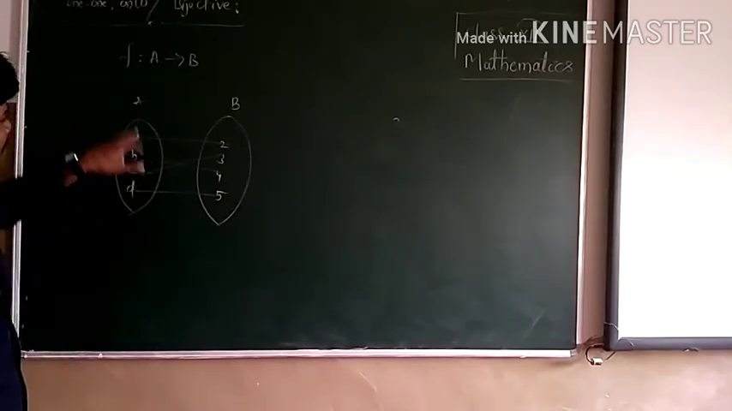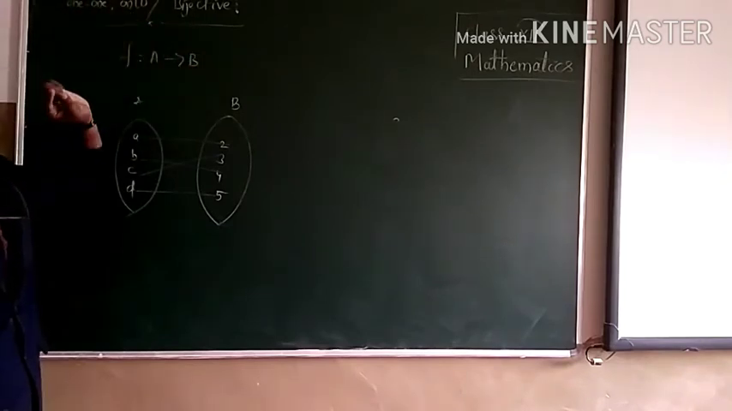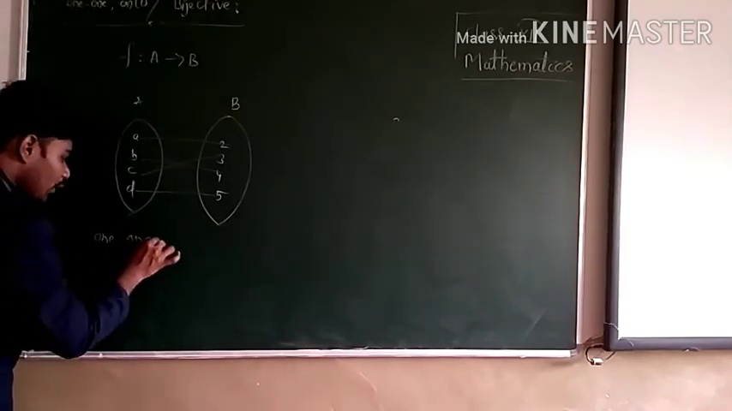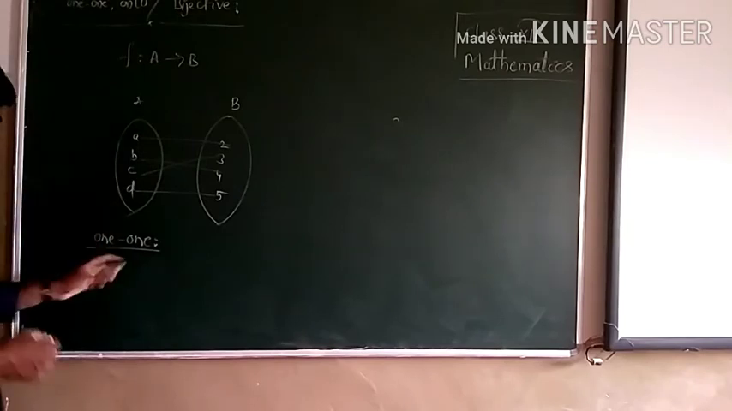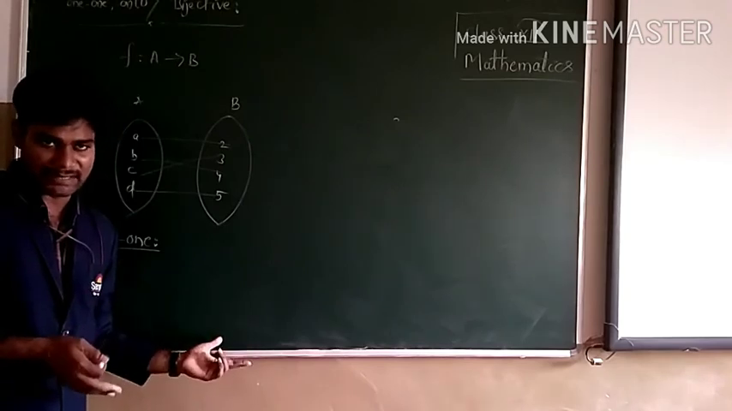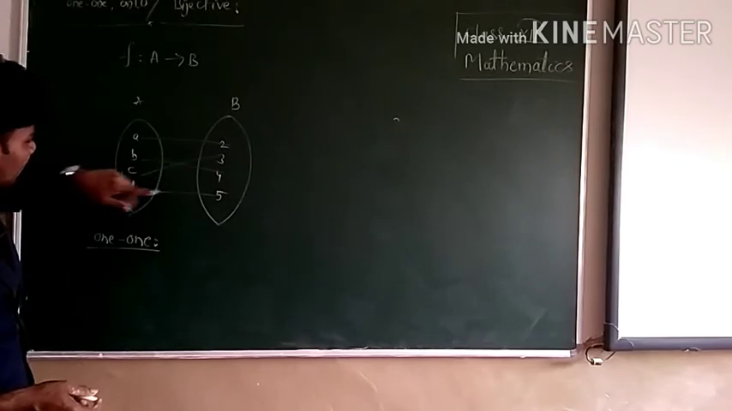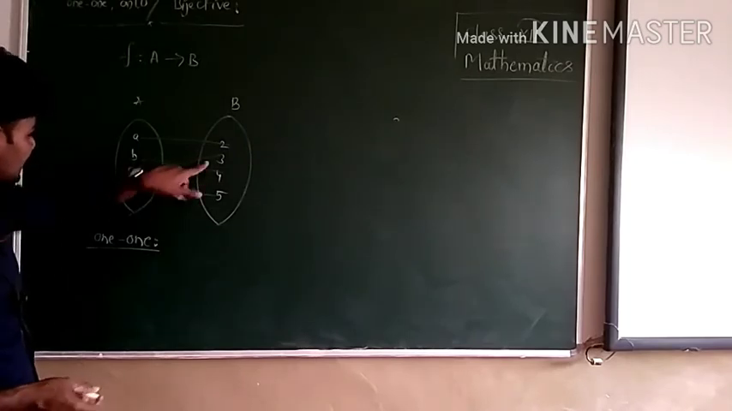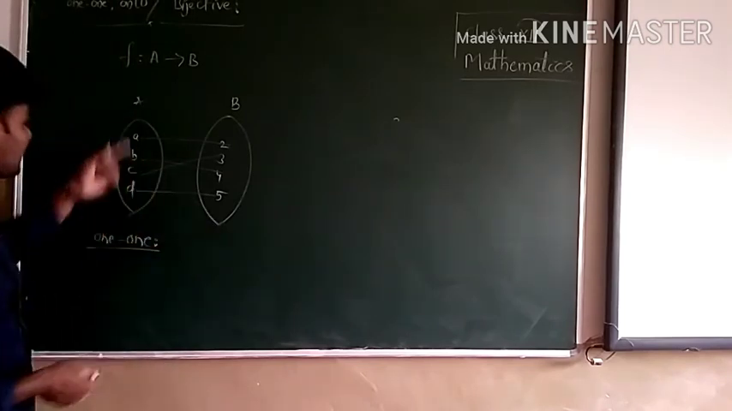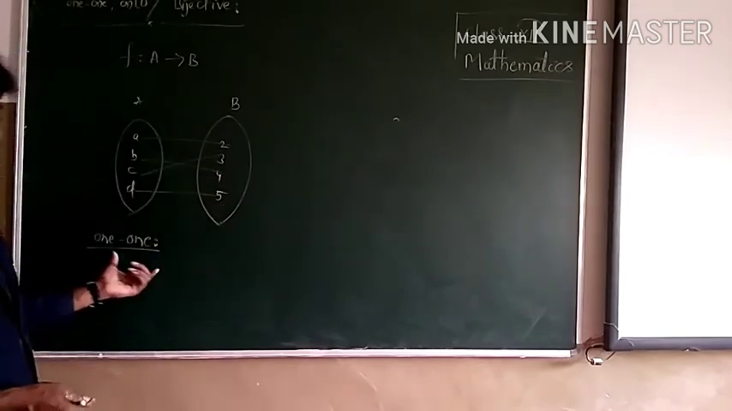So bijective function means what? It satisfies the one-one and onto function. First we check whether the one-one function is satisfied or not. A one-one function means no two elements of set A have the same image. Right? So here a has a unique image, b has a different image, c and d also. So the first condition, one-one function, is satisfied because no two elements of set A have the same image in set B.